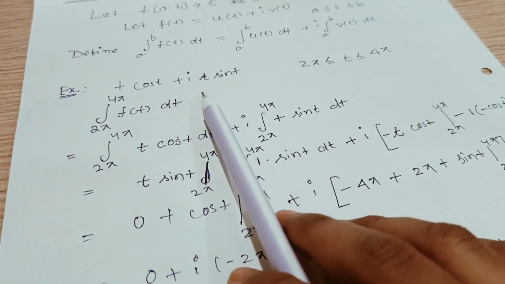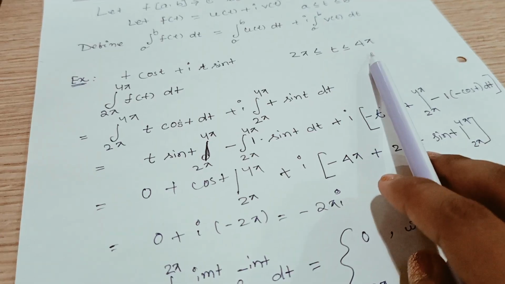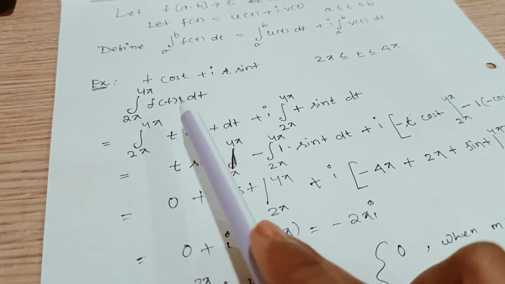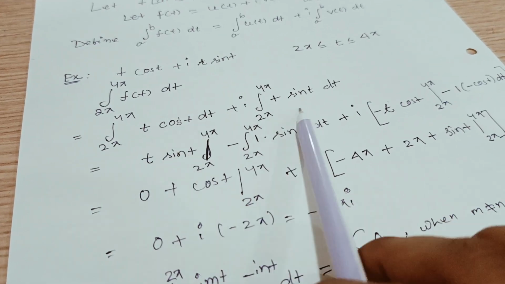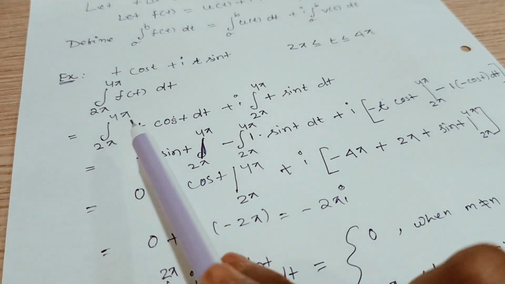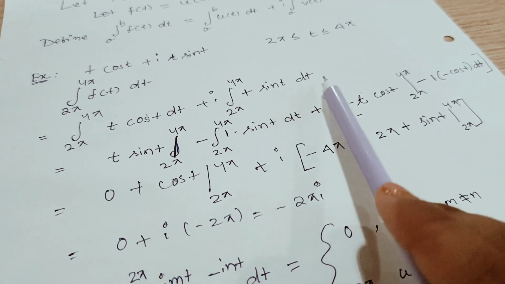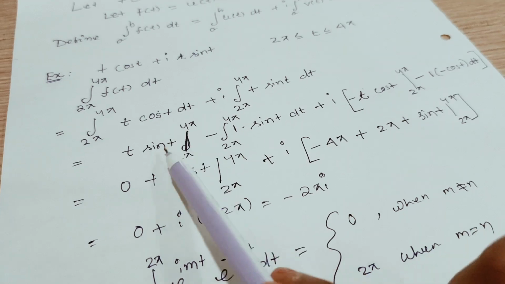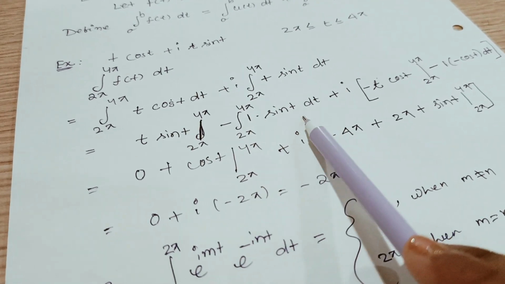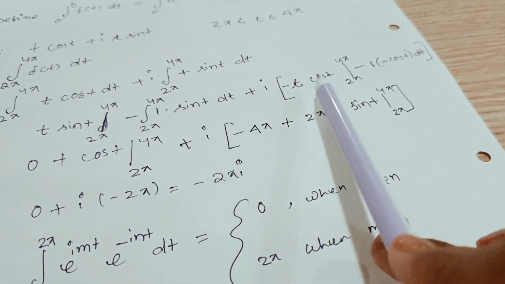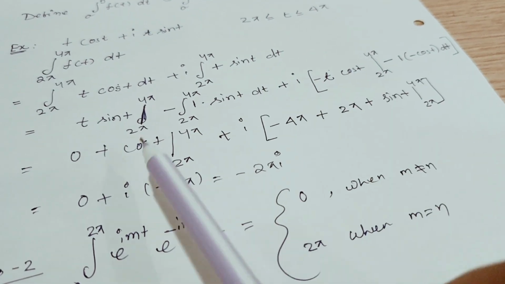Let us see some examples. f(t) equals t cos t plus i t sin t, where t is between 2π and 4π. And the integral from 2π to 4π of f(t) dt, let's separate into real part and imaginary part: the integral from 2π to 4π of t cos t dt plus i times the integral from 2π to 4π of t sin t dt. This is the real part and this is the imaginary part.